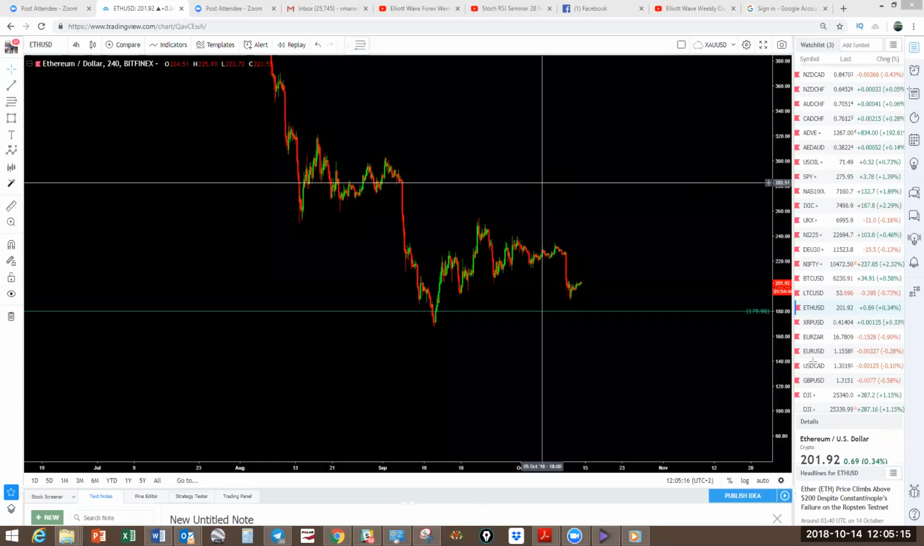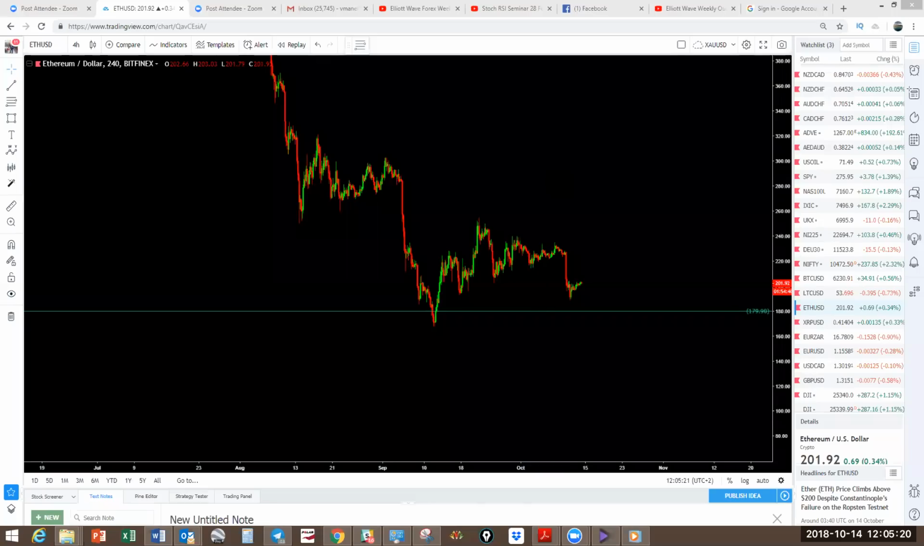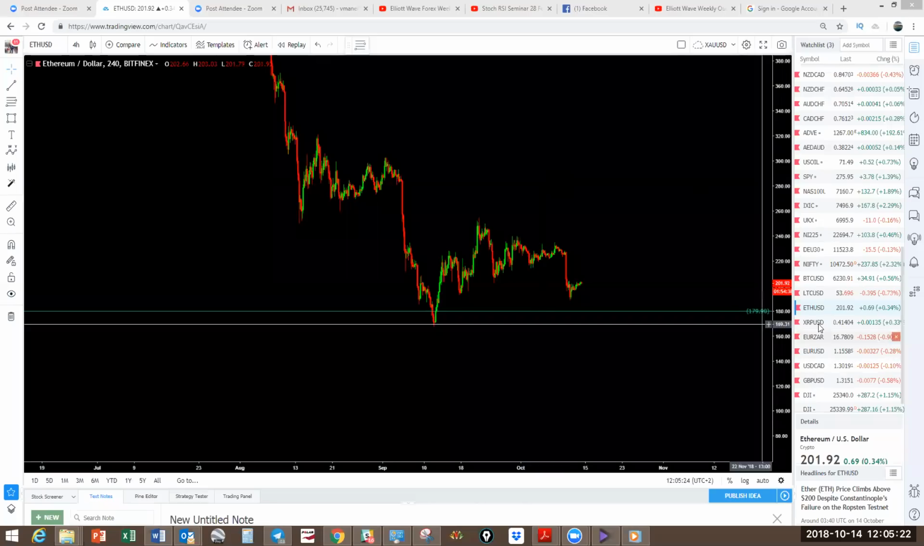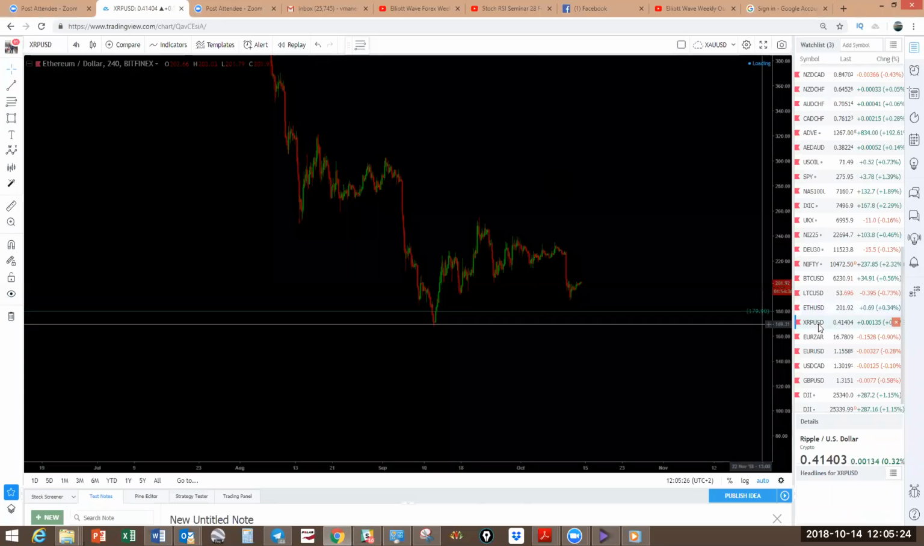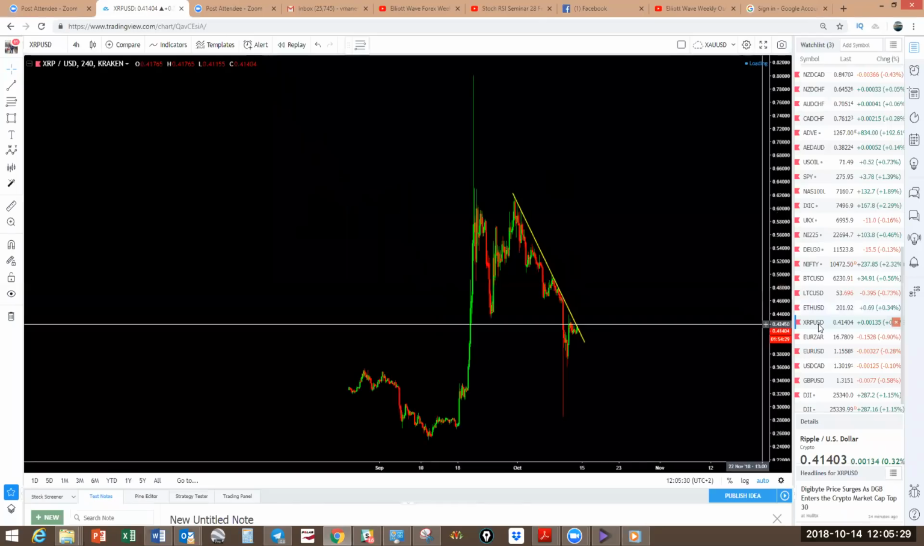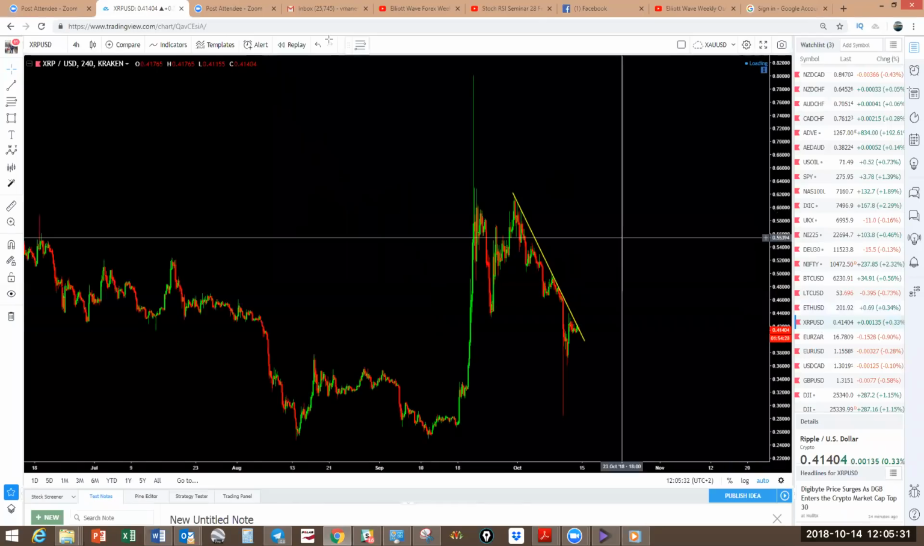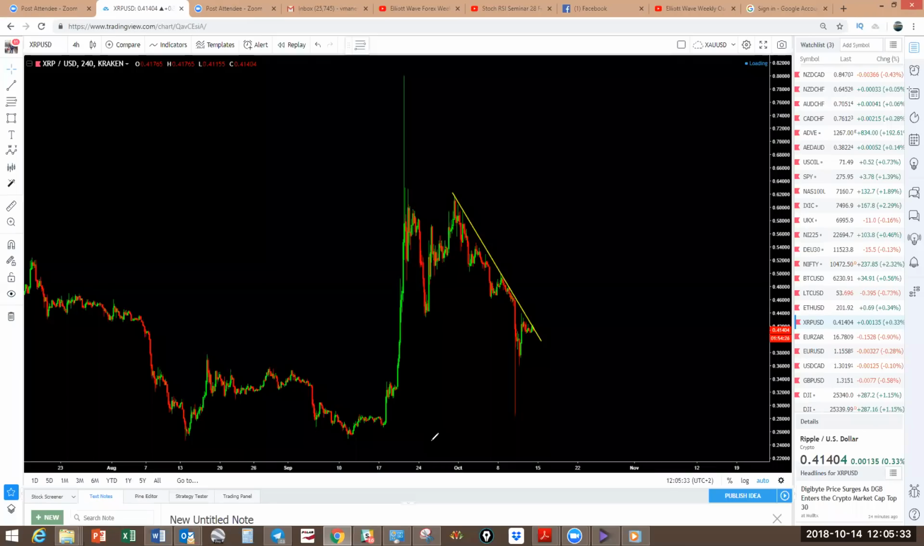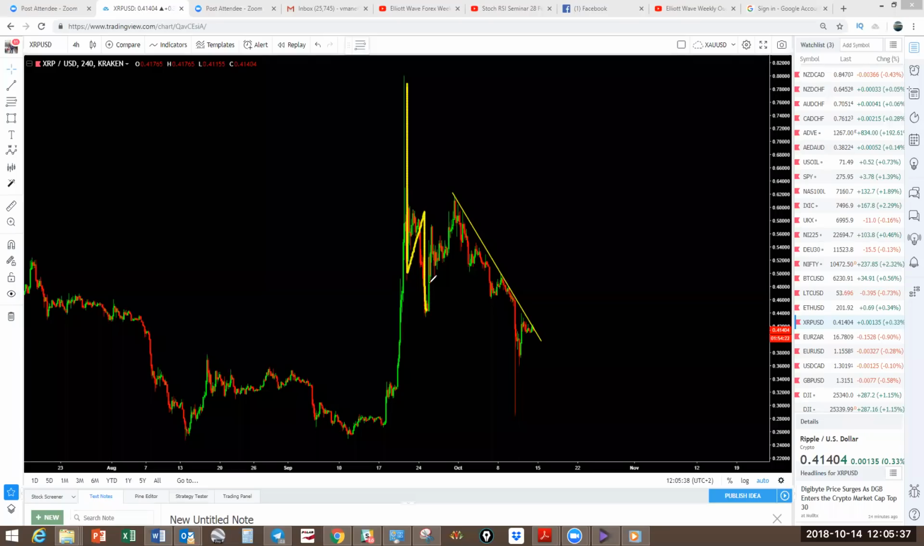That's Ethereum, and Ripple. Ripple has a similar structure to that of US dollar ZAR. Let's look at Ripple. So Ripple, after that impulsive move, has made a 1, a 2, a 3. It has made a 1, 2, 3, that is W, that is X, that is Y. It has made a 1, 2, 3 wave move down. Now it is making another one to the upside.